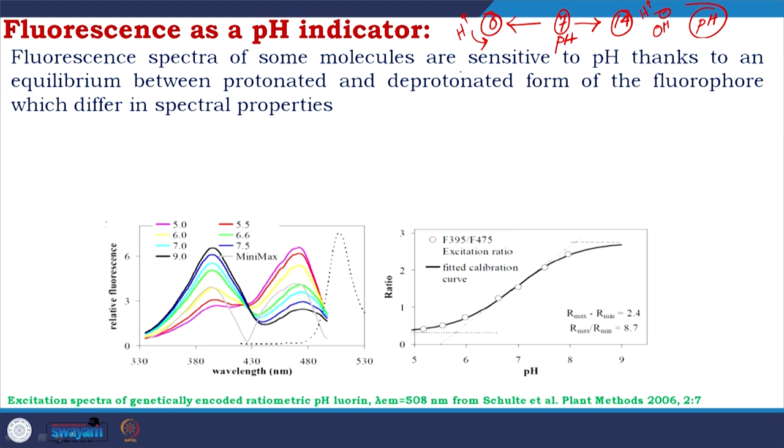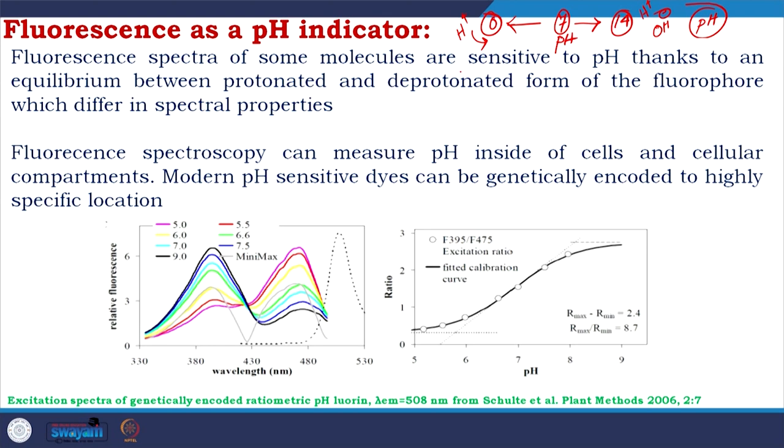Fluorescence spectroscopy can measure pH inside of cells and cellular compartments. Modern pH sensitive dyes can be genetically encoded to highly specific locations. Okay? So, if you see here, relative fluorescence is measured with the change of pH, starting with 5, 5.5, 6, 6.6, 7, 7.5, 9, and when you do that, you see the changes, which are plotted to get a correlation. That is why fluorescence here is working as a pH indicator.